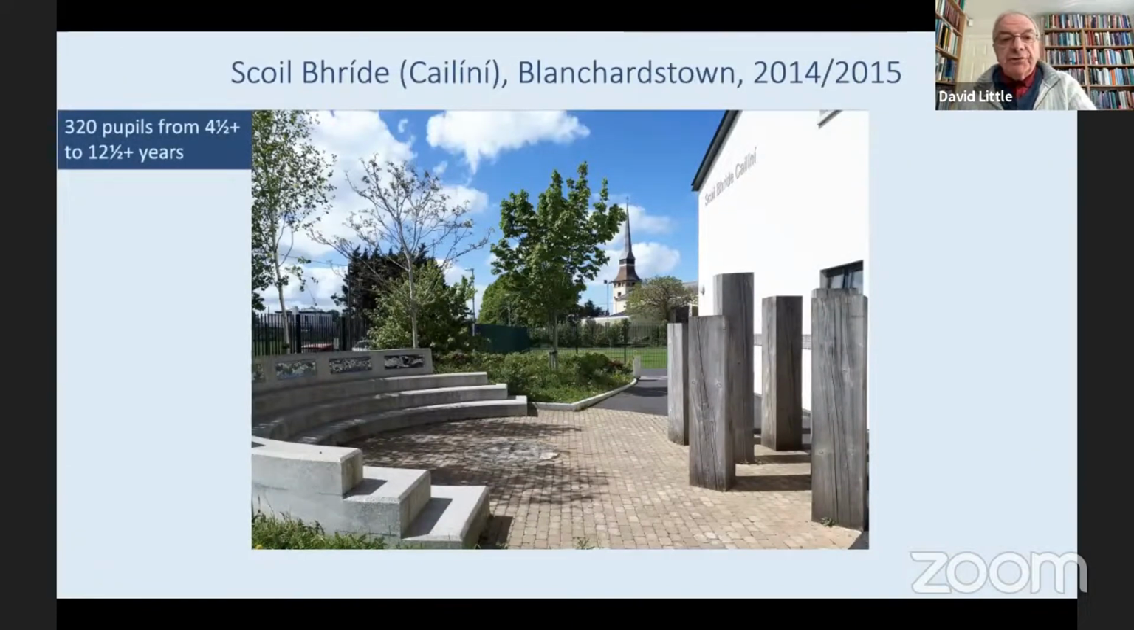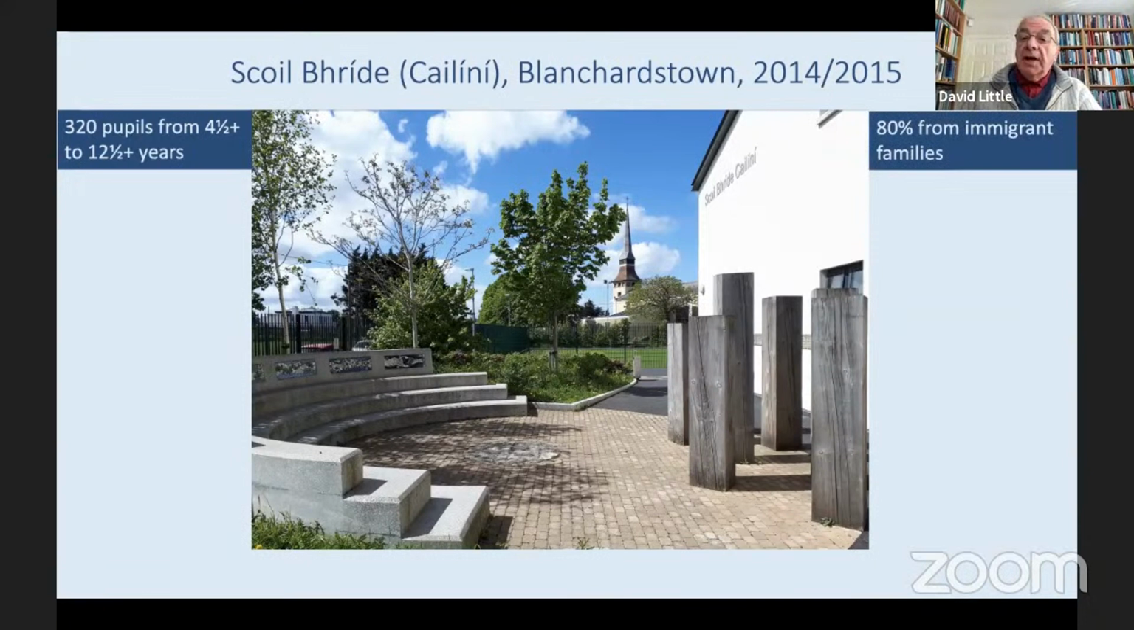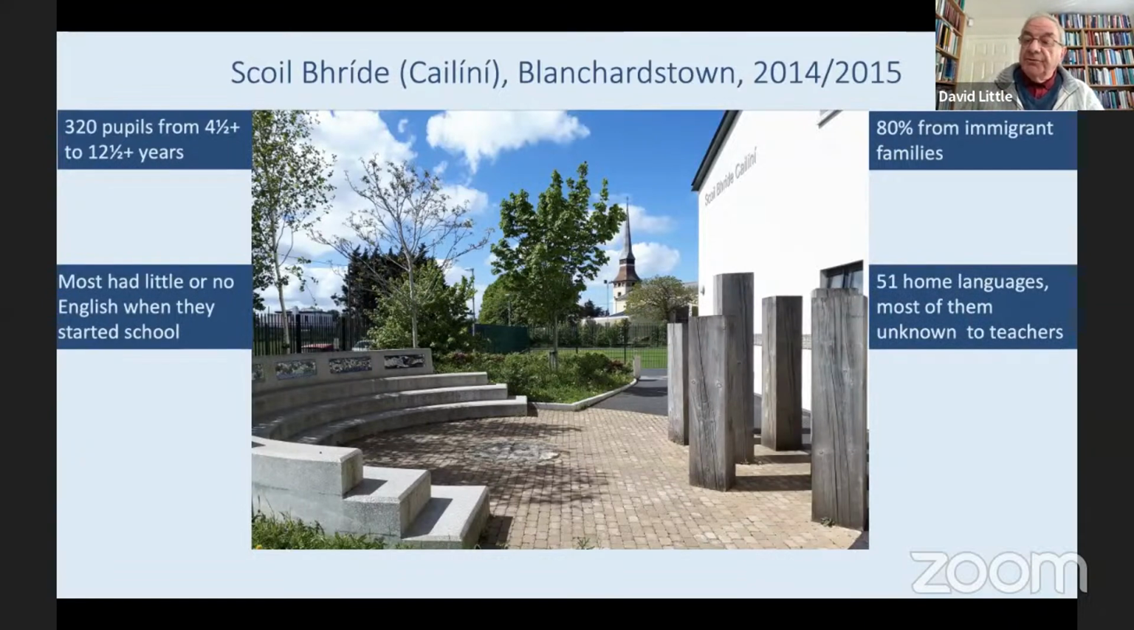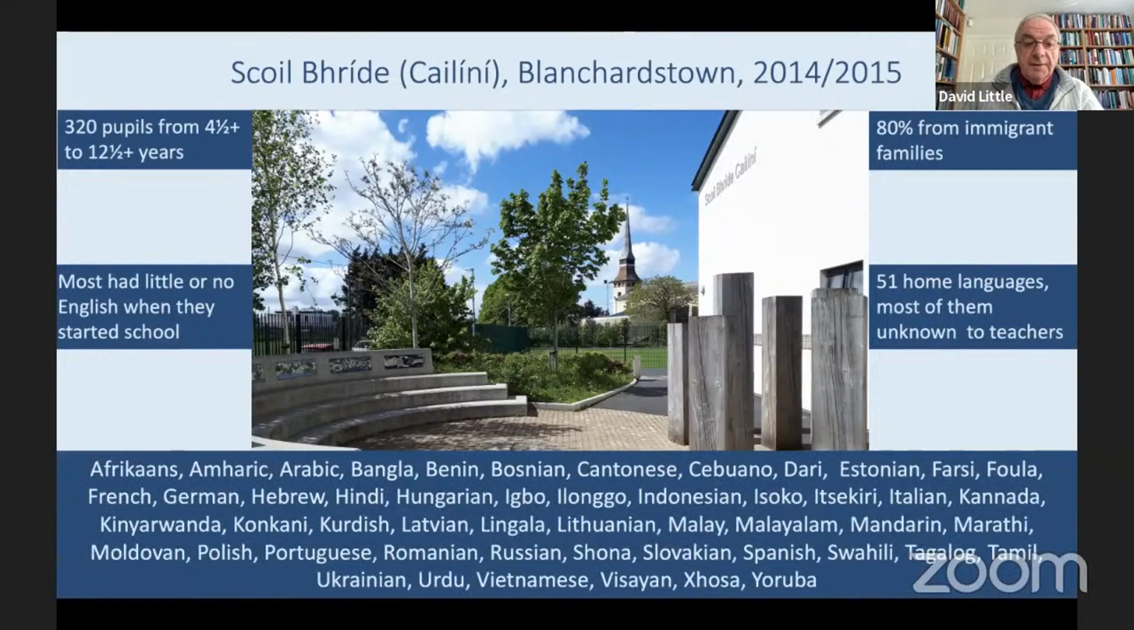In that year, the school had 320 pupils, ranging in age from 4.5 upwards to 12.5 upwards. 80% of them came from immigrant families. Most of the 80% had little or no English when they started school, and between them they had 51 home languages other than English, most of those languages unknown to the teachers. And here they are in alphabetical order as reported to the principal by pupils' parents when they enrolled their daughters.